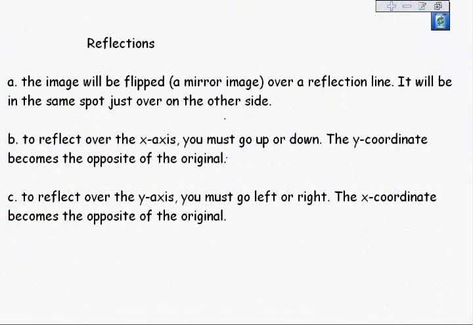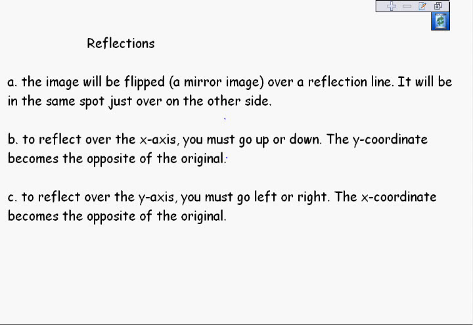For reflections, reflections are basically flips. The image will be flipped, a mirror image, over a reflection line. It will be in the same spot, just over on the other side. To reflect over the x-axis, you must go up or down. The y-coordinate becomes the opposite of the original.